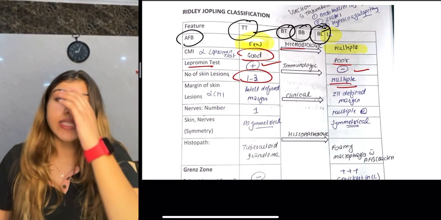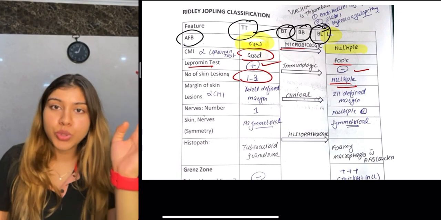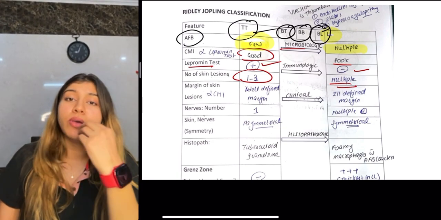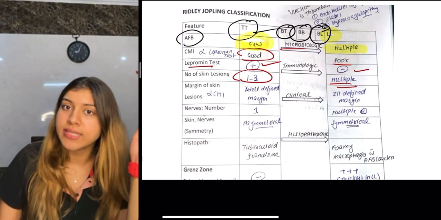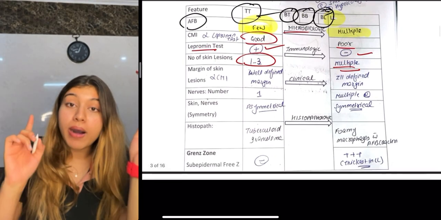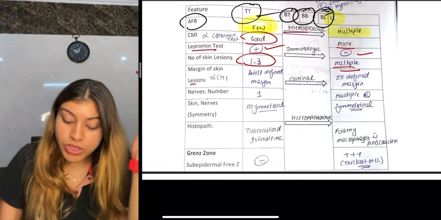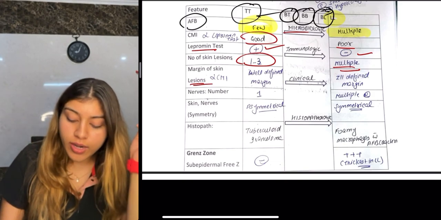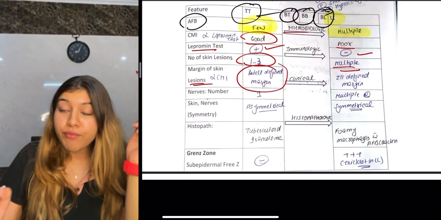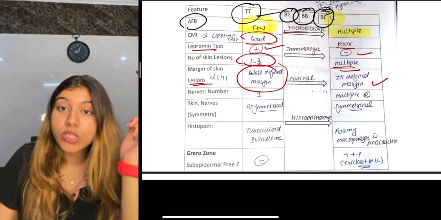Meaning this is just basically you need to know that tuberculoid type is a good type, whereas lepromatous leprosy is a bad type. So everything bad is going to happen in your lepromatous leprosy. Okay, next, your margins of skin lesion, guys. Your margins of skin lesions in tuberculoid type is going to be well defined, whereas in lepromatous leprosy, it is going to be ill defined.